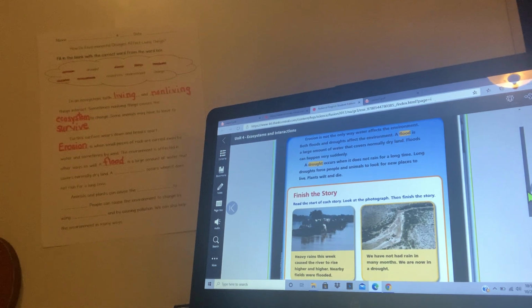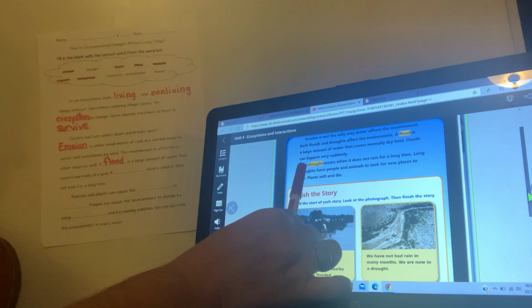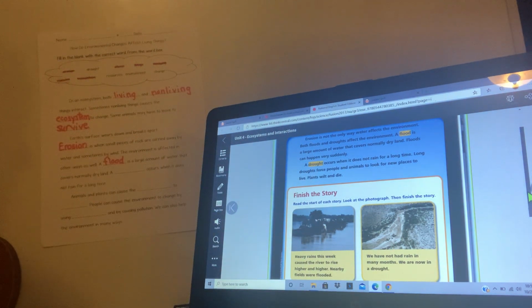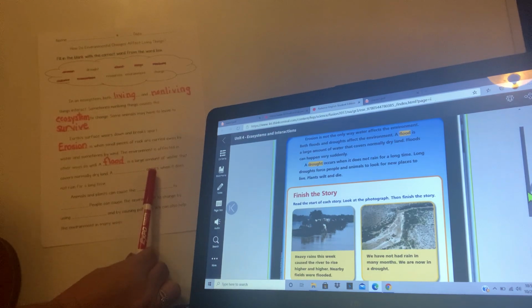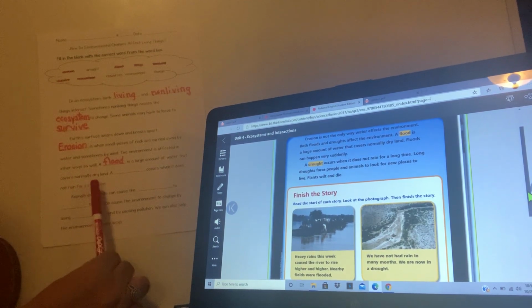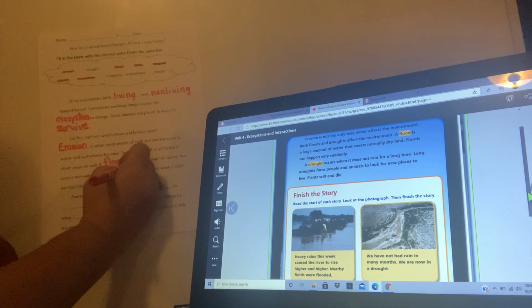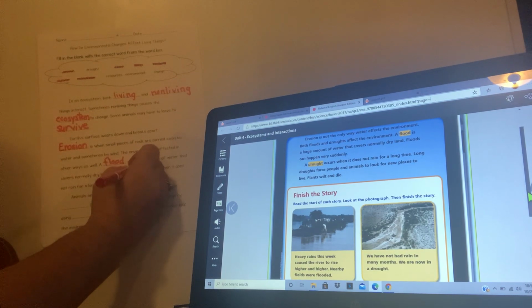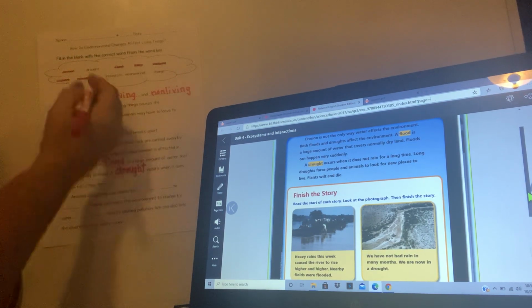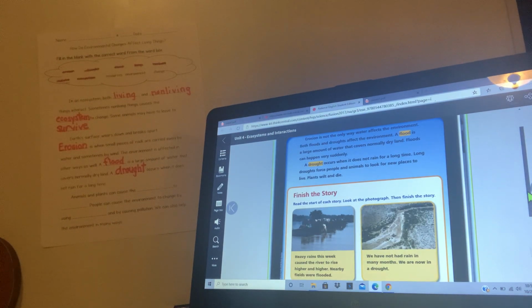Flood. And then in the book, it says, a drought occurs when it does not rain for a long time. Long droughts force people and animals to look for new places to live. Plants wilt and die. Come over here to the worksheet. It says, a blank occurs when it does not rain for a long time. Our highlighted word, drought. D-R-O-U-G-H-T. Cross that one off up in your word box.